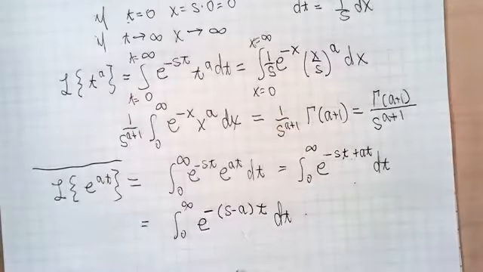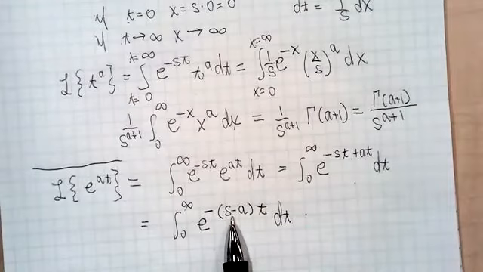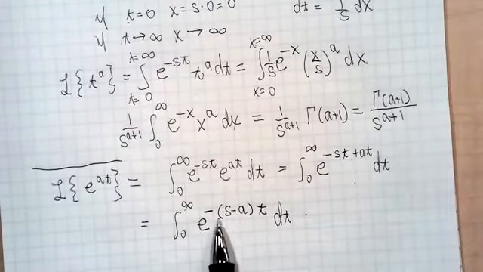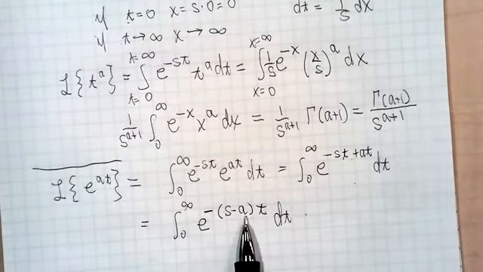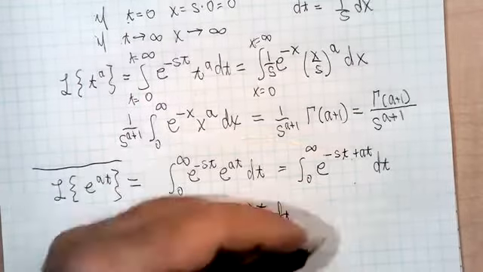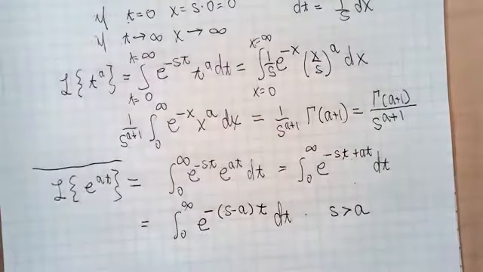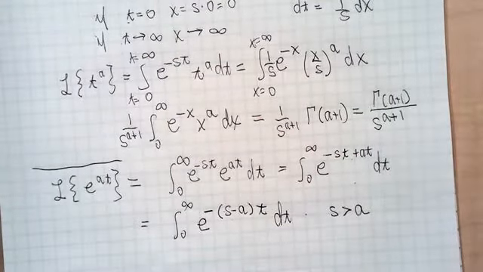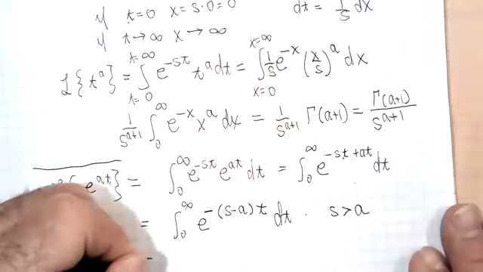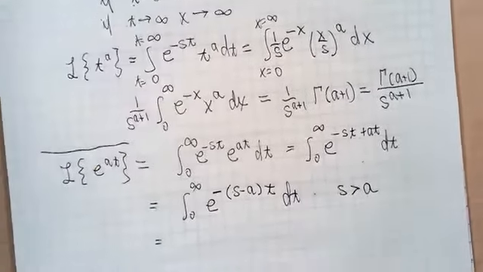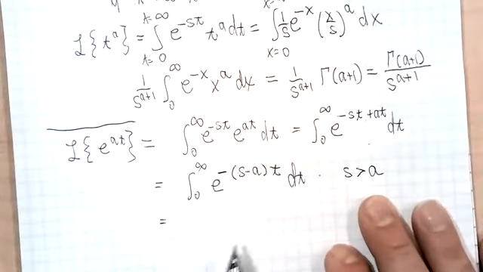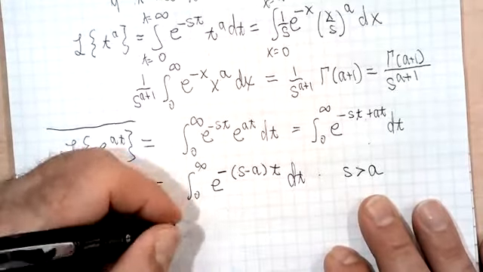Now notice, this does not make any sense unless this exponent is negative. So it must be that s is bigger than a. There's a condition on this. s must be greater than a, or it's just not defined. All right, well, if s is bigger than a, we just do this in the usual way.